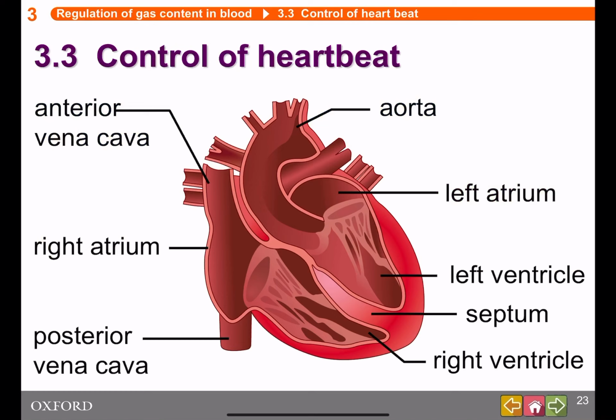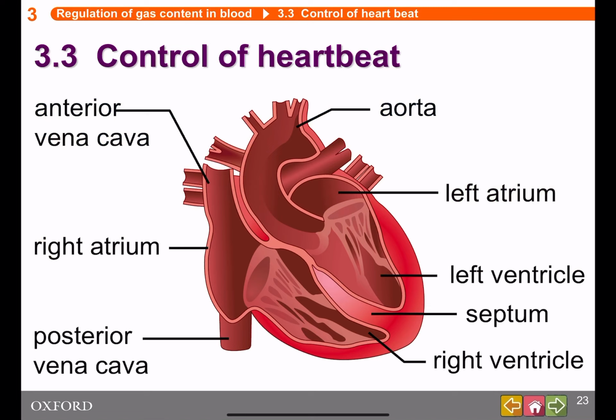In the last video clip, we already finished learning about the control of breathing. In this video clip, we will start learning about the control of heartbeat. Both are important processes affecting the gas content in blood. Now, let's first revise the structure of the heart and the blood flow within the heart.